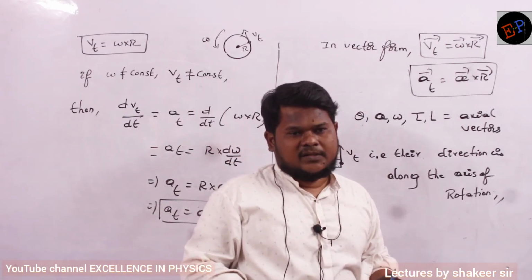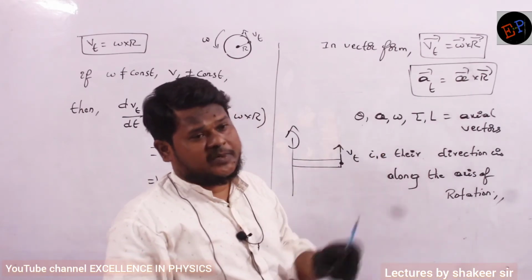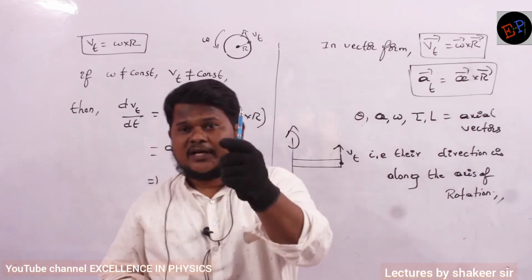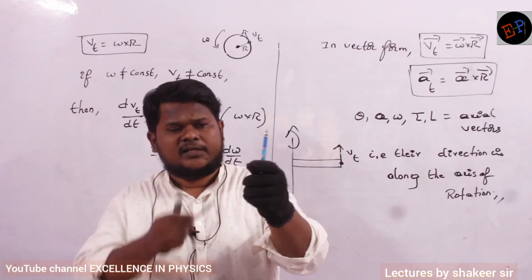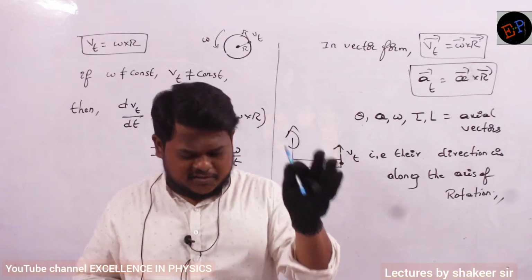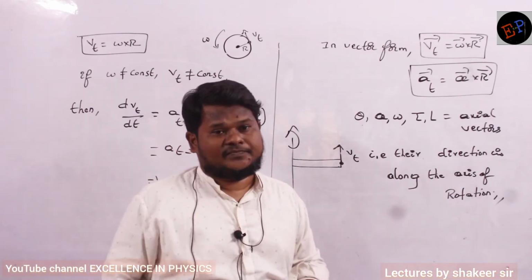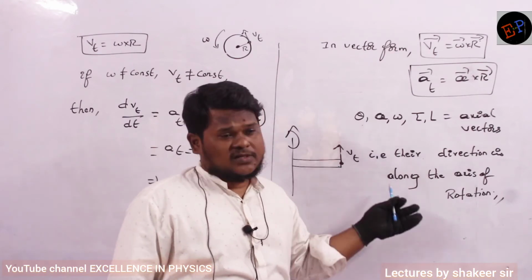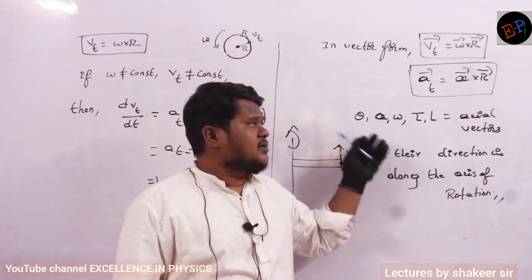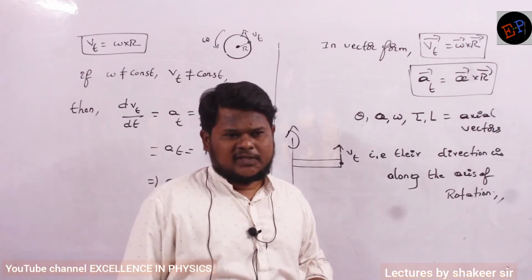Understood now? So therefore theta, alpha, omega, torque, angular momentum, all of them are present on the axis of rotation. It may be in upward direction, it may be in downward direction, but definitely on the axis itself. That is why they are called axial vectors. Directions are also very important, because questions may be given in vector form also. Without directions you cannot do anything. Clear? Make a note.